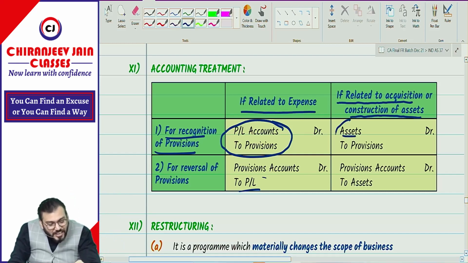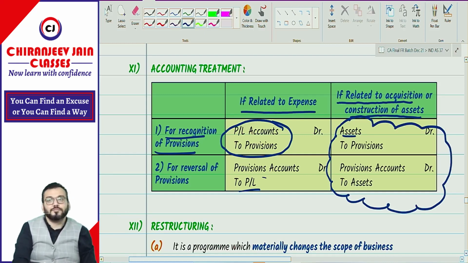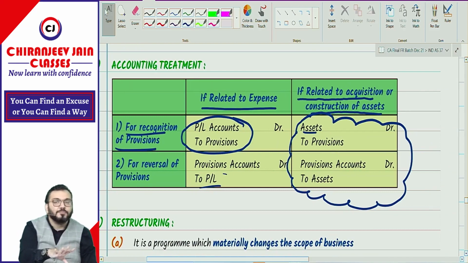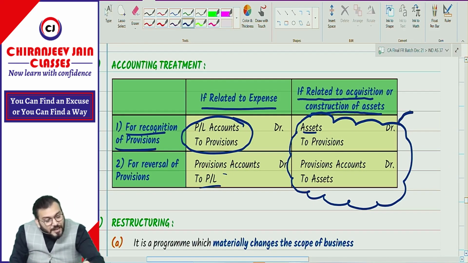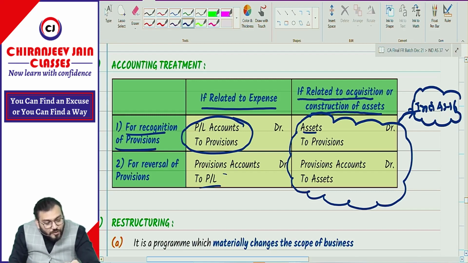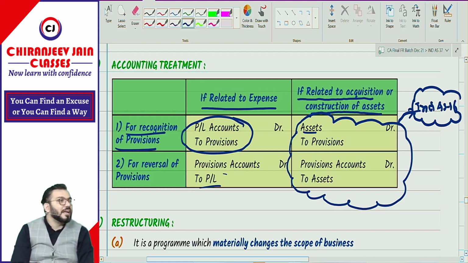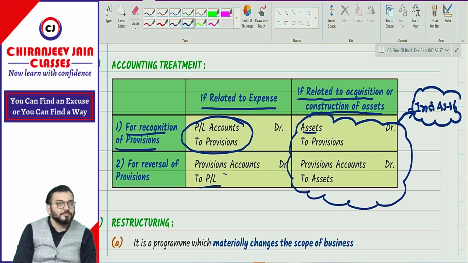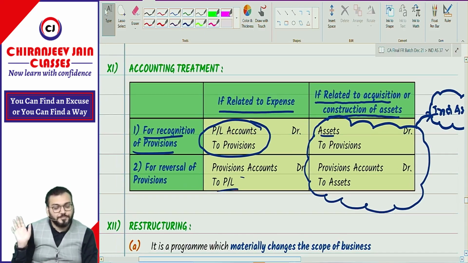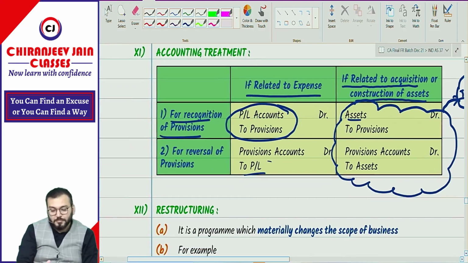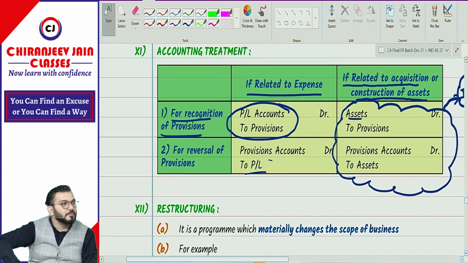But I think you have never seen this journal entry in your life. Yes or no? You have never seen it. So we'll discuss this journal entry when I do Ind AS 16, property, plant and equipment. Just write down, refer Ind AS 16 for this journal entry, because there is only one case when this journal entry will apply, and that will be discussed under Ind AS 16, property, plant and equipment. Correct?